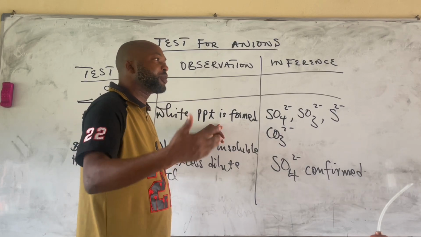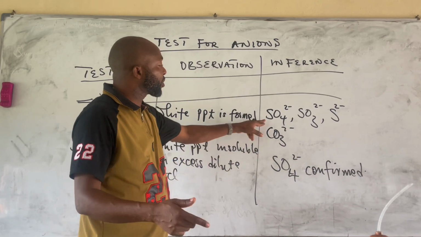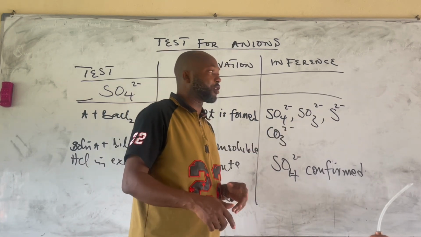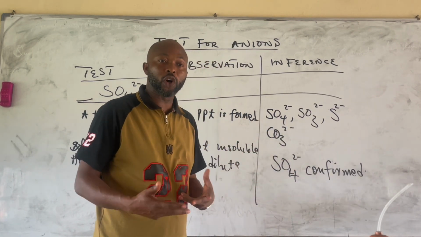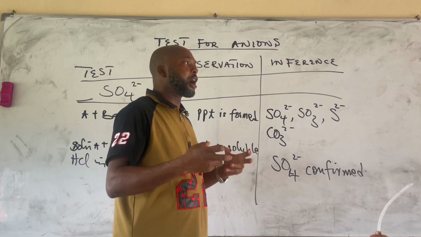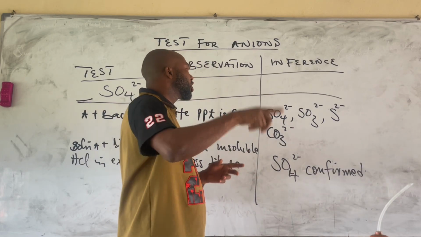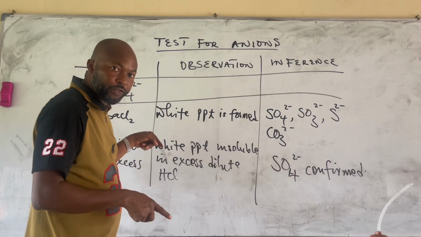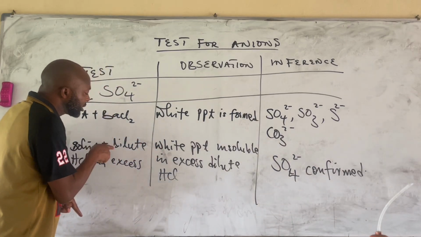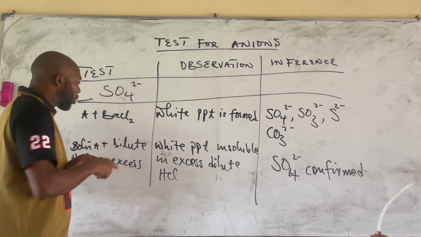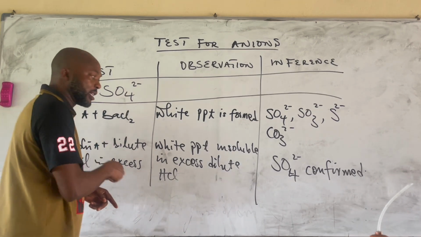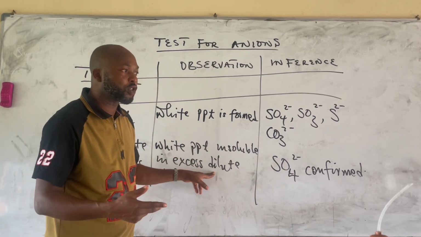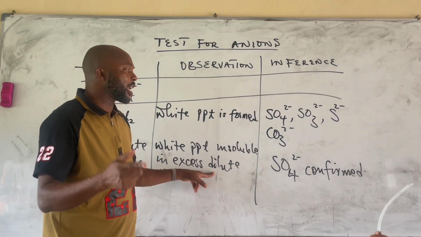Now, that white precipitate could be as a result of the presence of SO4, or SO3, or CO3, or S2 minus. These guys all exude what? White precipitate. Now, I have to carry out the second instruction, which says solution of 1 above plus dilute hydrochloric acid. Now, when I add dilute hydrochloric acid to this, that white precipitate remains what? Insoluble in excess dilute hydrochloric acid, which tells you that it is SO4.